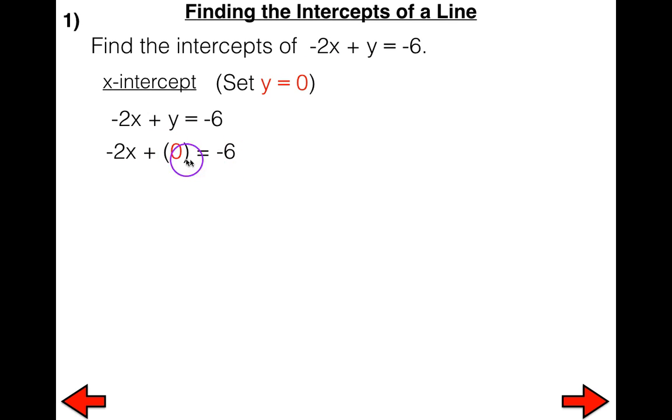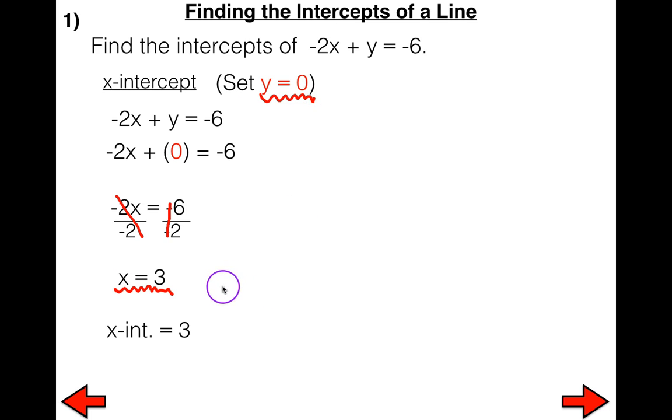At this point, I can solve for x, so I'm left with -2x = -6. I'll divide both sides by -2. Notice the -2's cancel each other out, and the negatives cancel each other out, leaving me with x = 3. So the x-intercept will occur at 3. If we want to write it as an ordered pair, understand that x = 3, y = 0, and we know that ordered pairs are written as (x, y). So that's going to be (3, 0).